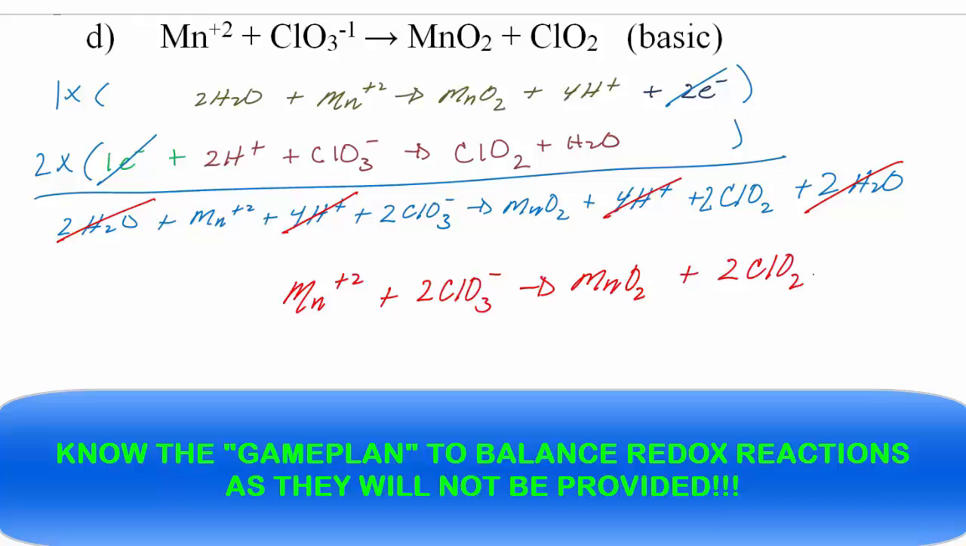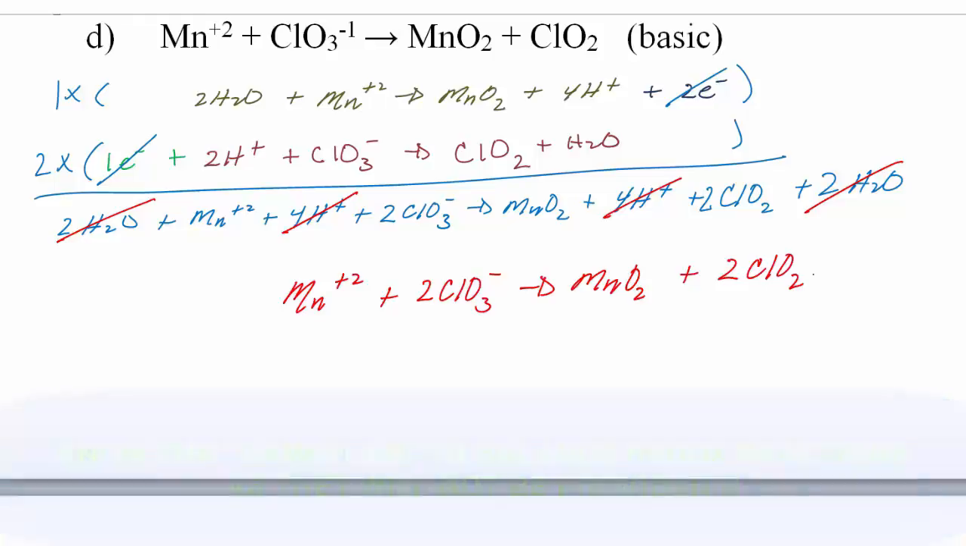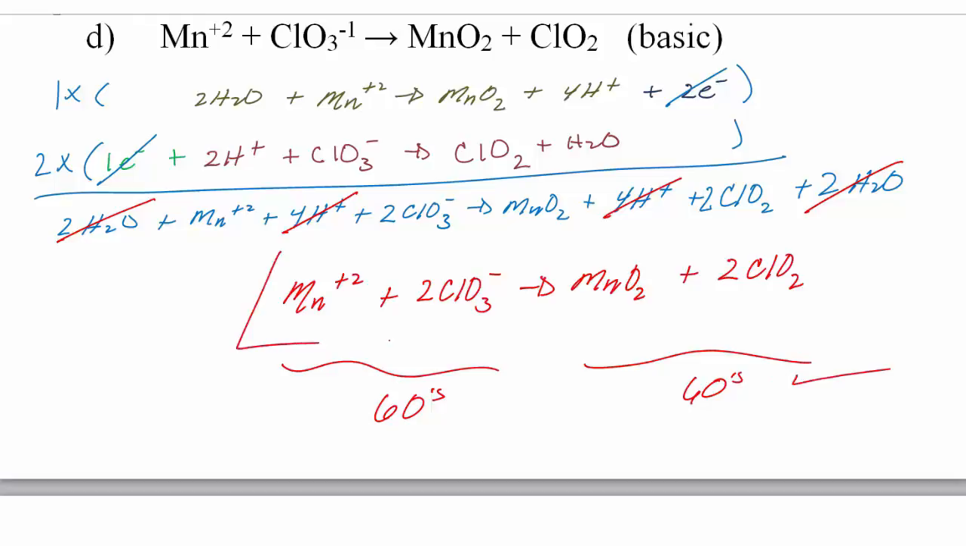It's in basic solution, but I don't have any hydrogen ions to add hydroxide to. So let's just check and see if the oxygens are good. I have 6 oxygens. 2 plus 4, 6 oxygens. Looks good.